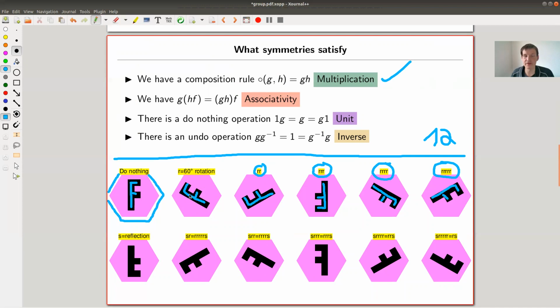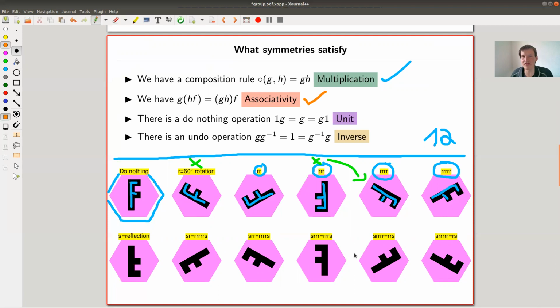Here I did just a very easy thing. I had one symmetry, which was a 60 degree rotation, and I applied it again and again and again. But of course you can now think of composing this one with this one to get this one, right? 3 times R plus an R is 4 times R. So we check that.